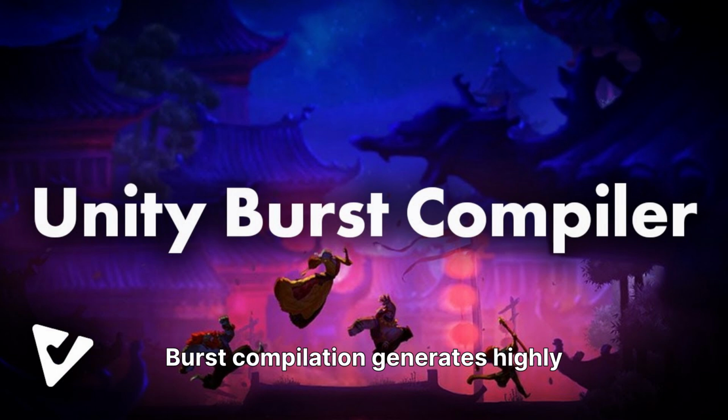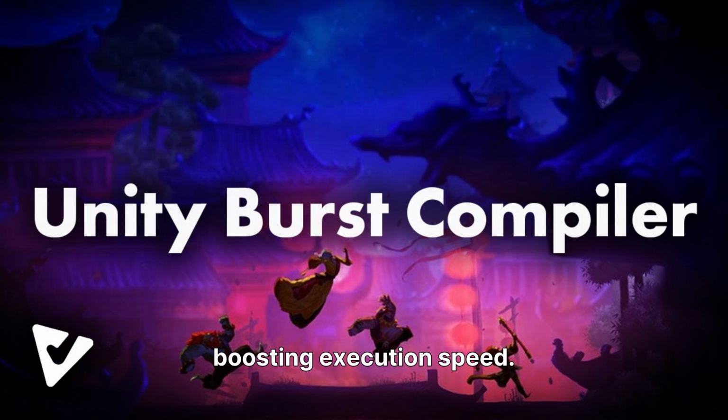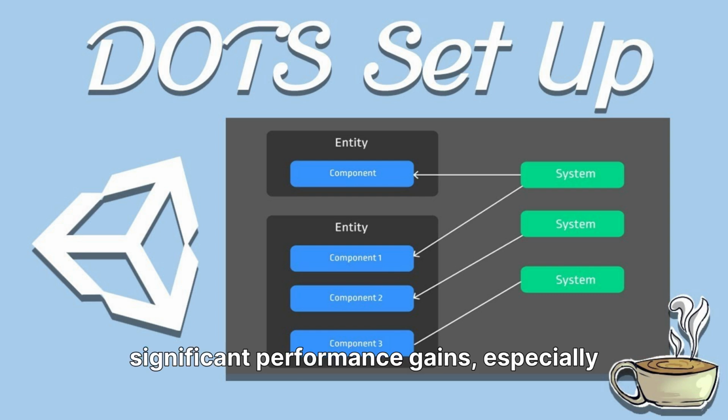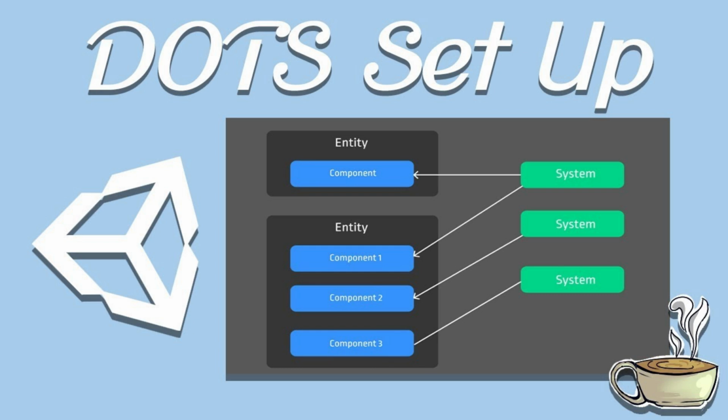Burst compilation generates highly optimized native code, further boosting execution speed. This native code is tailored for the target CPU, resulting in significantly faster execution compared to standard C# bytecode. These optimizations lead to significant performance gains, especially with many entities. This allows for richer, more complex, and smoother game experiences that would be challenging with traditional approaches.